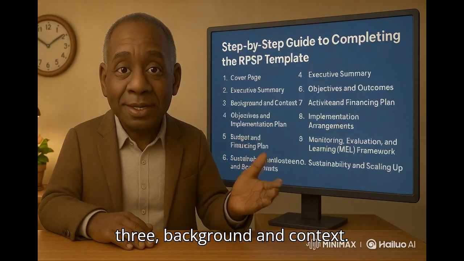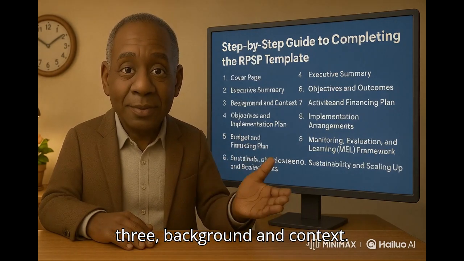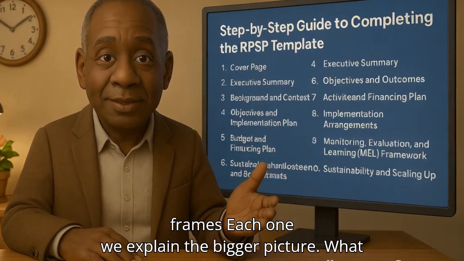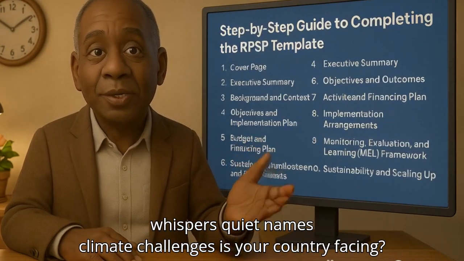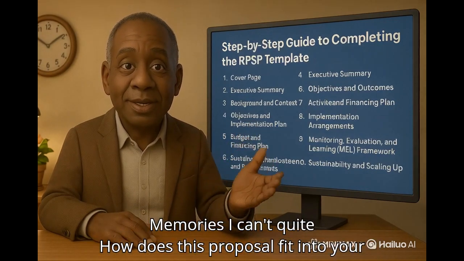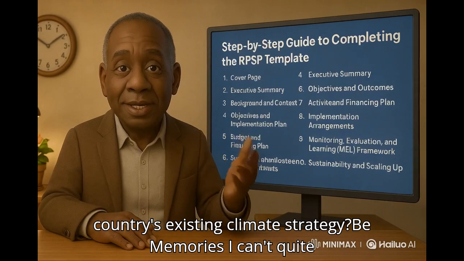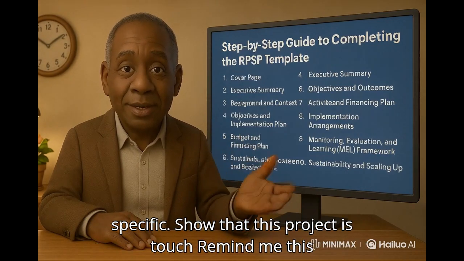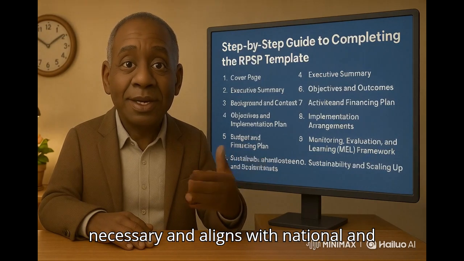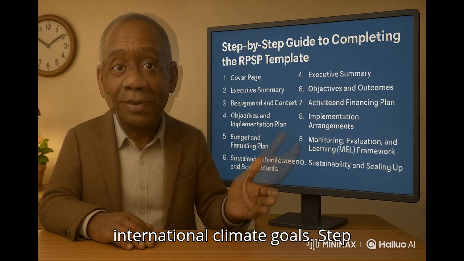Step 3. Background and context. Why is this important? Here, we explain the bigger picture. What climate challenges is your country facing? How does this proposal fit into your country's existing climate strategy? Be specific. Show that this project is necessary and aligns with national and international climate goals.